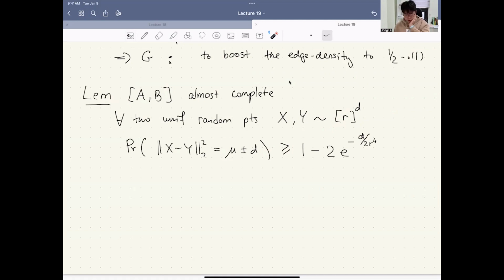So let's prove that this probability is very close to 1. Since d is r to the 5, this is like r, this tends to 0 if you take r large enough.